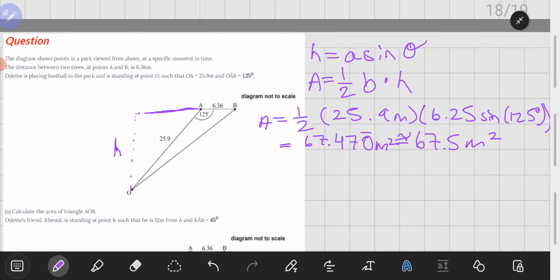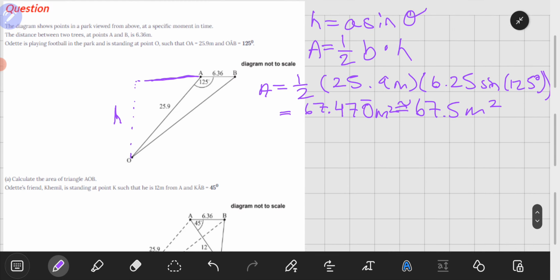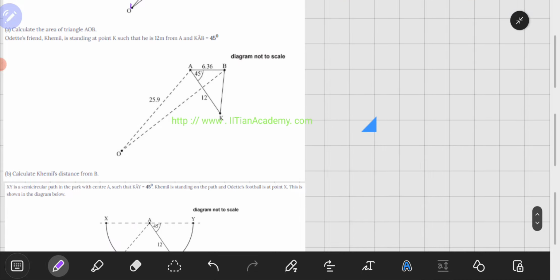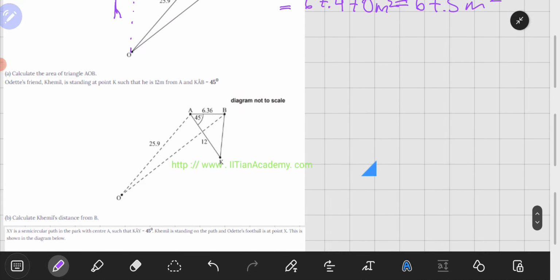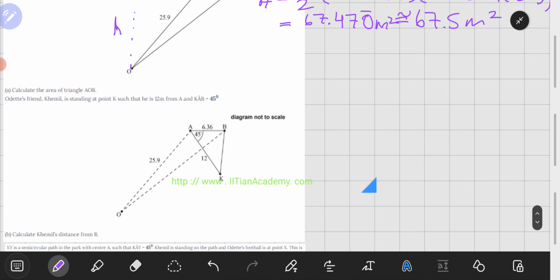Now for our next question. Question B, we're asked to calculate Kemal's distance from B, where Kemal is Odette's friend, and he's standing at point K, such that he is 12 meters from A, and KAB is 45 degrees. So we were given these two values.